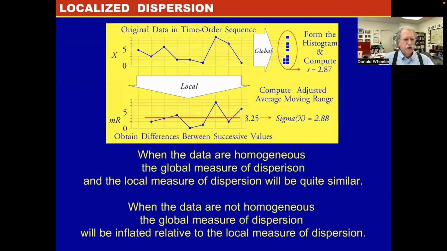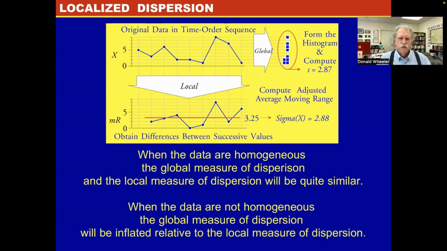So here's a simple example of 9 data, and the global method puts these 9 data into a histogram and computes a standard deviation statistic, 2.87. The local approach looks at the differences between successive values, gets an average moving range, 3.25, and converts that into an estimate by dividing by 1.128, and we get a 2.88.